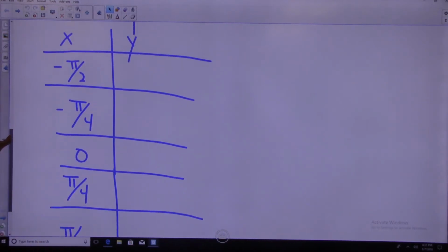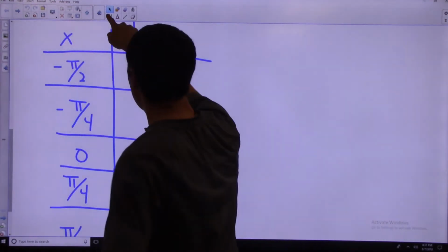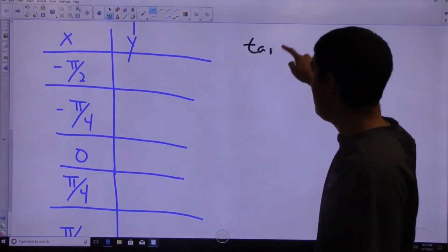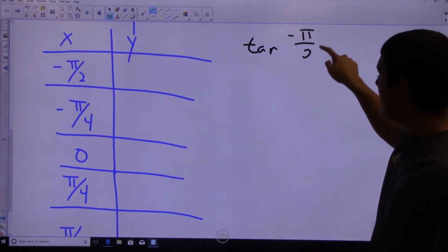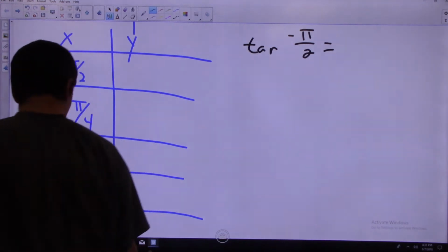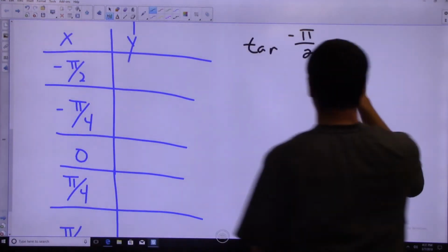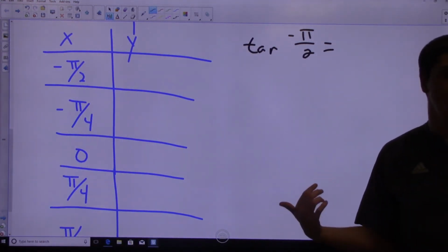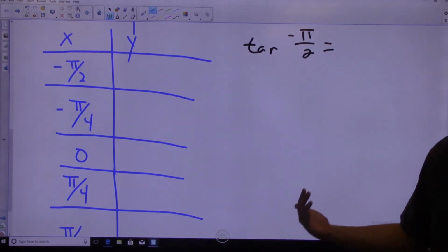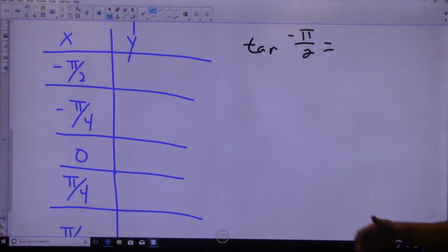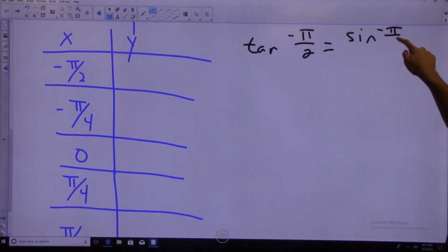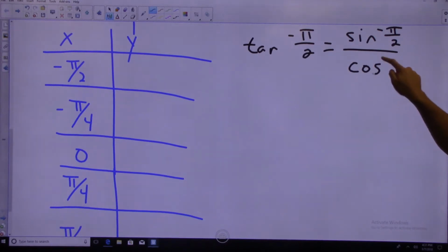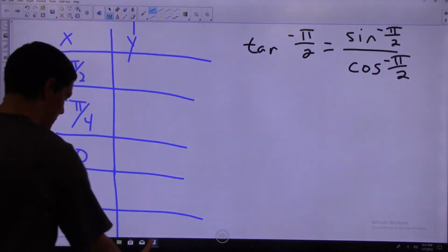So let's get started. Let's first start with negative pi over 2. Essentially what we're trying to figure out is what is the tangent of negative pi over 2. Before I bring up my unit circle, remember, tangent is what over what in general? You can think opposite over adjacent if you're dealing with right triangle trig, but it is sine over cosine. So we need to figure out the sine of negative pi over 2 over the cosine of negative pi over 2. Alright, so let's start with sine of negative pi over 2.